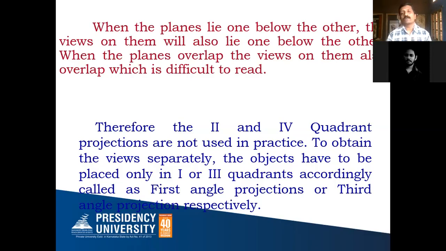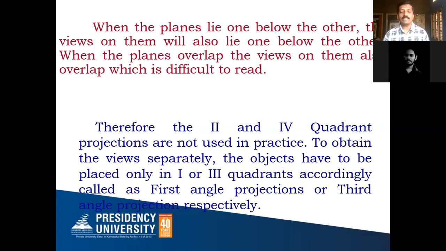So that's why, have you observed, only in the projection of points chapter we have discussed all the four quadrants. After that, from straight lines till the solids chapter, we have used only the first angle projection system, or the first quadrant system.